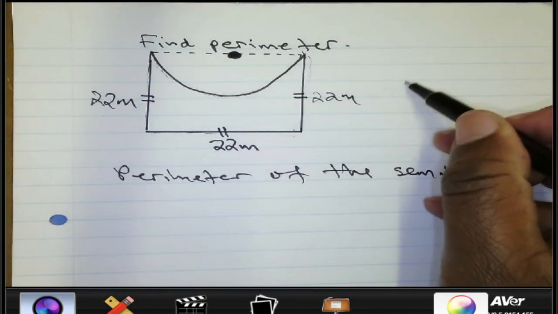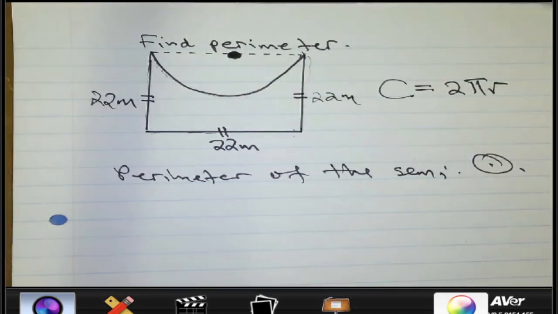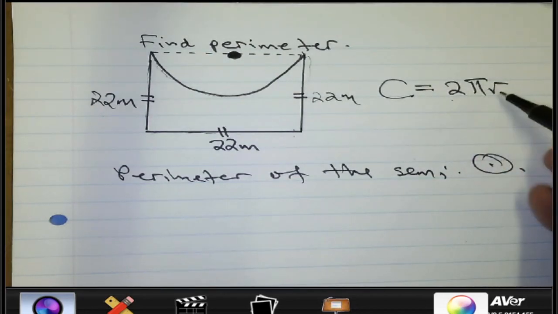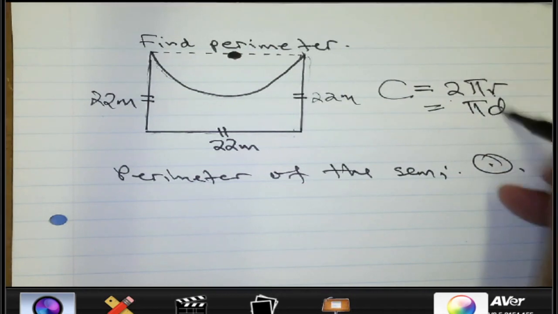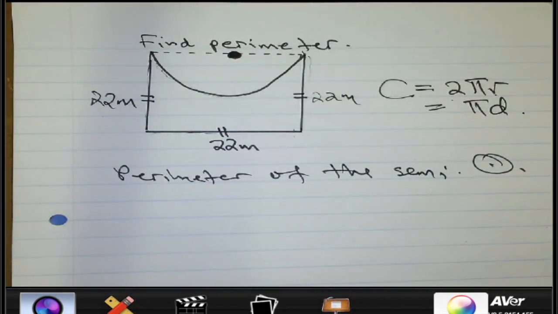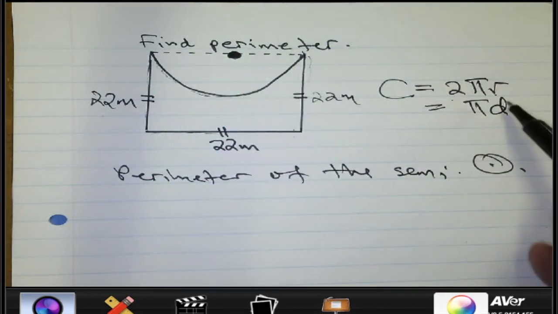So please take note of the formula. Circumference of a circle is 2 multiplied by pi multiplied by r. But 2 radiuses will give us a diameter. So if you want, this can be written as pi multiplied by the diameter. You'll get exactly the same answer. But if it's a semicircle, what do we do to the circumference now? Yes, Ella? We need to divide it by 2. So in order to find the perimeter of this semicircle, we need to work out the circumference of the circle and then divide that by 2.